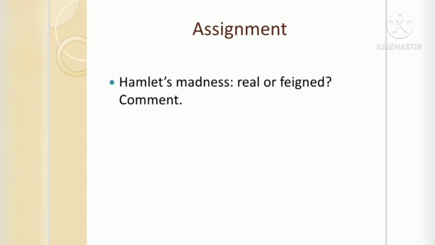As an assignment, comment on Hamlet's madness, real or feigned.